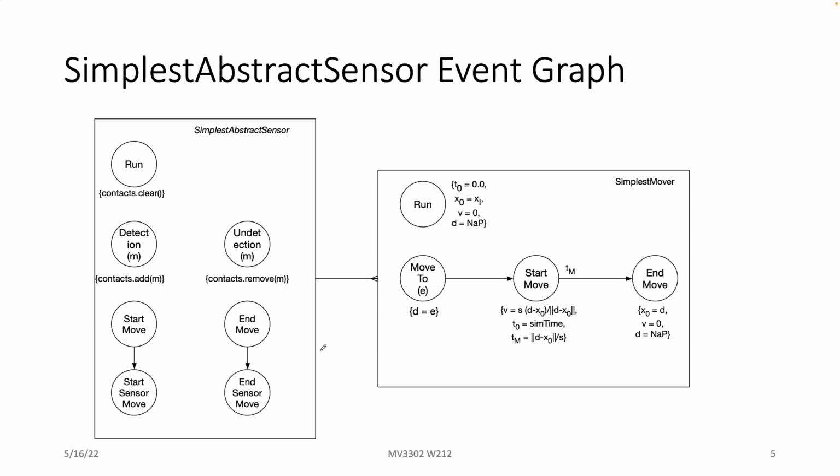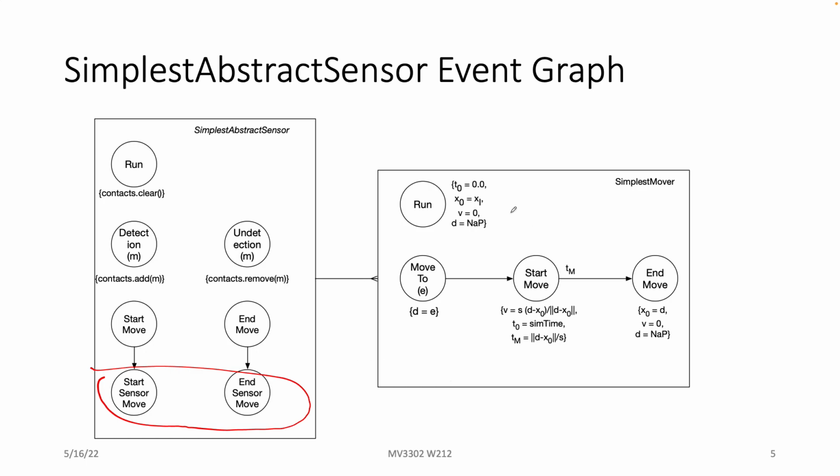Then, because the referee needs to know when the movement state of both sensors and targets have changed, we need to have an event that signals that. And the way that that's done here, and again, this is a way to do it, is we're going to listen to our delegated mover, and when our delegated mover has a start move event, we're going to schedule what I'm going to call start sensor move. And likewise, when the delegated mover ends its move, we're going to schedule an end sensor move. And these events are what the referee is going to be listening to.